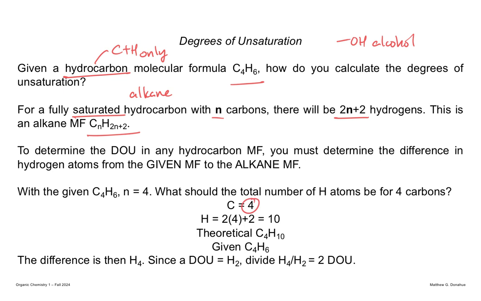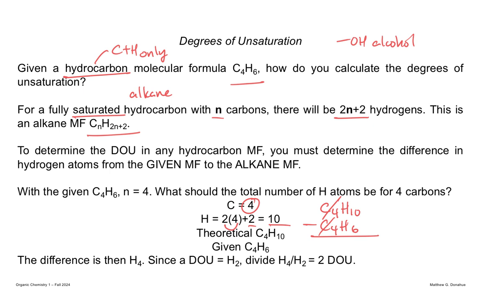And so for that carbon count of 4, we need to determine what is the maximum number of hydrogens we can have. So we plug it in. 2 times 4 is 8, plus the 2, that gets us 10. 4 carbon atoms should have a maximum of 10 hydrogen atoms. So C4H10. We're given C4H6. We do organic chemistry math.